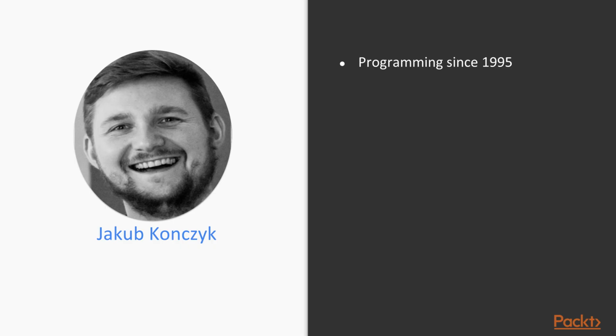My name is Kuba Konchik and I've been programming since 1995. Since then, programming is my passion and I really enjoy doing it. I've been programming in a lot of different programming languages and built a lot of different kinds of systems. And since around 2006, I started to build pretty complex Python systems.